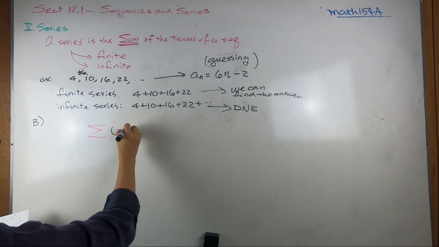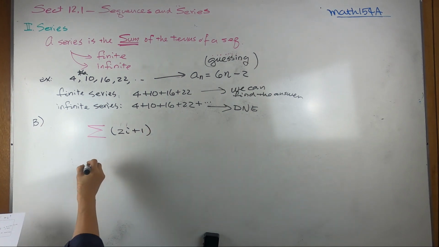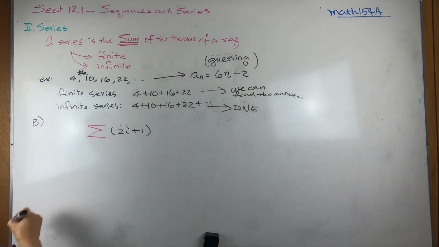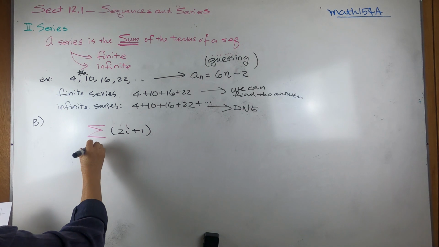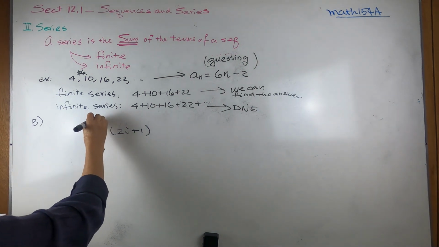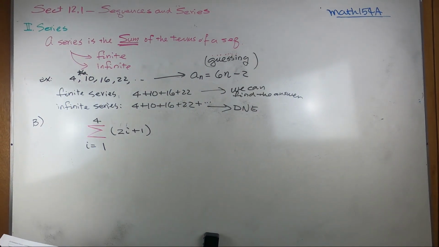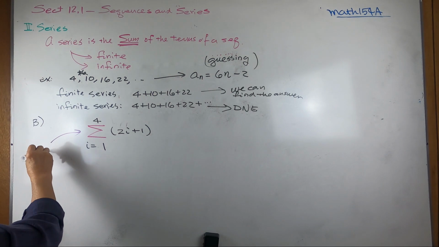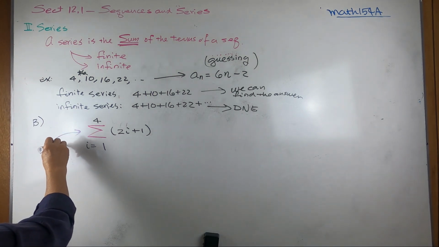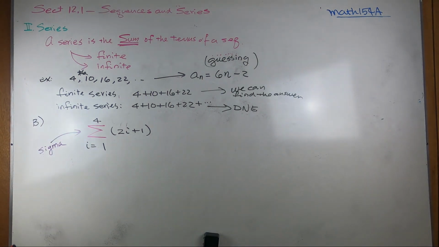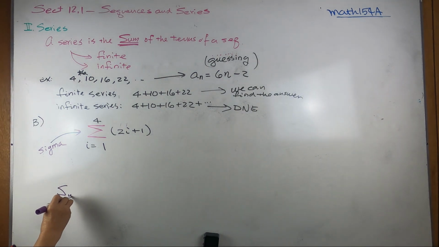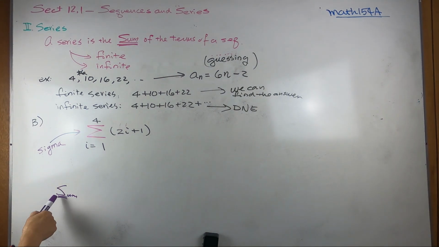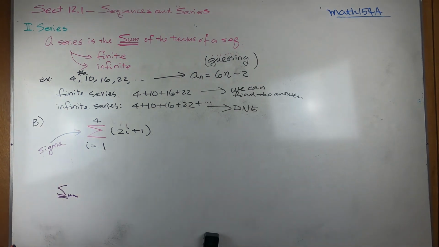If I write 2i plus 1, what does that mean? Then I write i equals 1 and 4. What does that mean? Okay, this one is called the sigma symbol. It means what? Sum, S, right? Greek S symbol, sigma, means the sum.